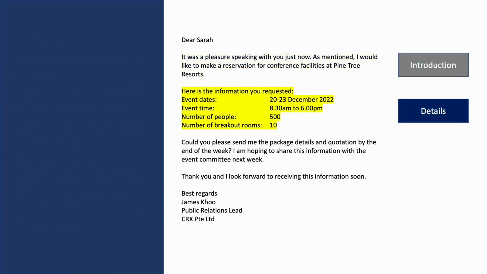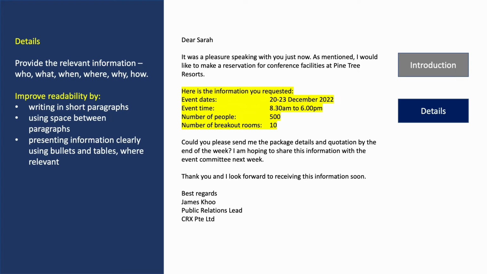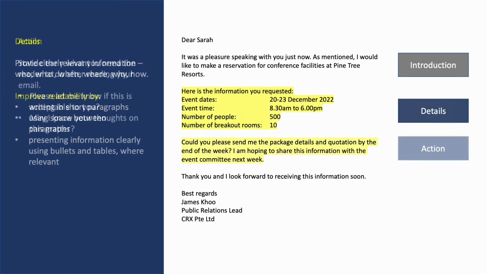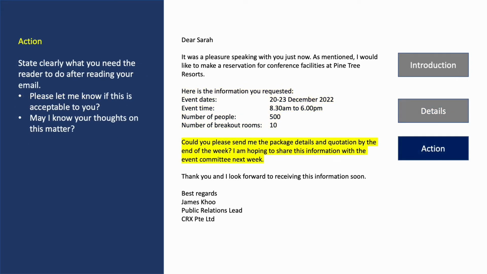Next, James provides relevant details for Sarah. Notice that James has presented the details neatly with a lot of white space so that it's easy for Sarah to read the information. Other ways to improve the readability of our emails are using short sentences and paragraphs, white space, and bullets and tables. Next, James clearly states what he expects Sarah to do after reading his email.